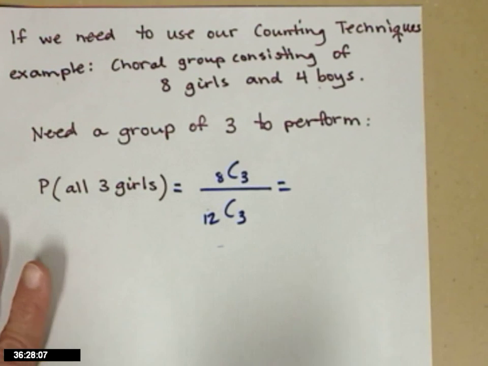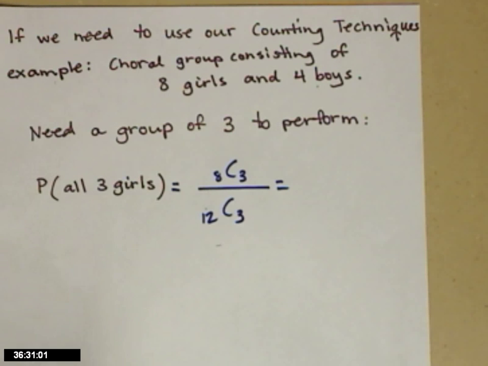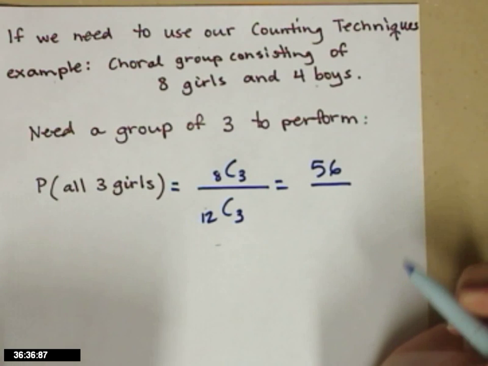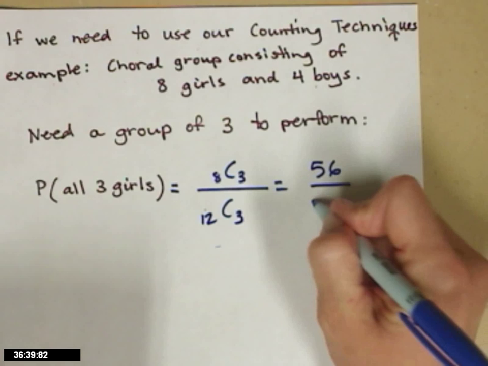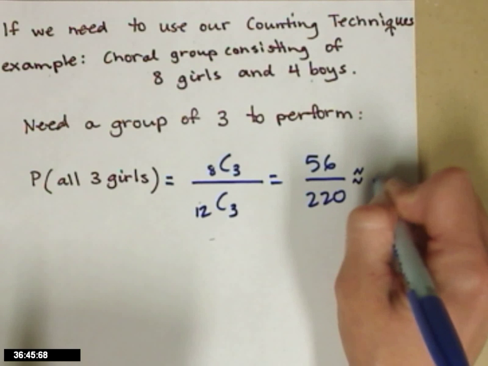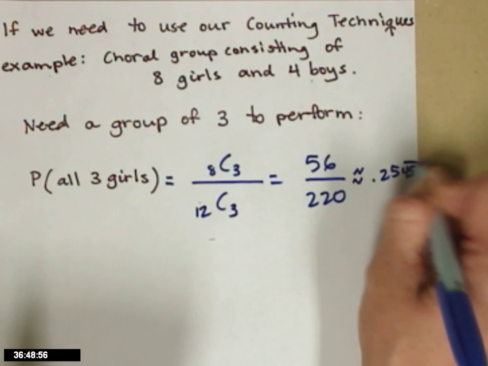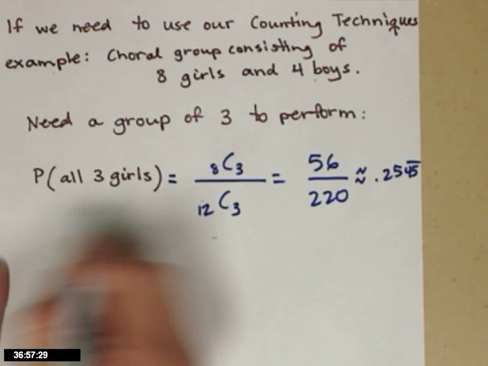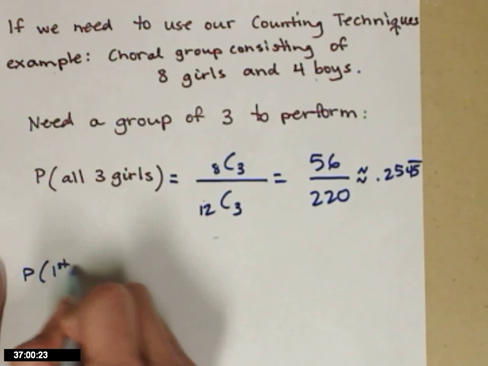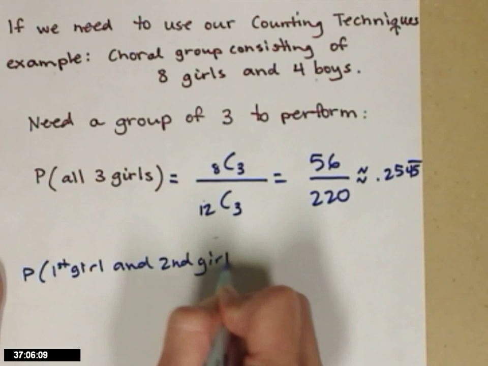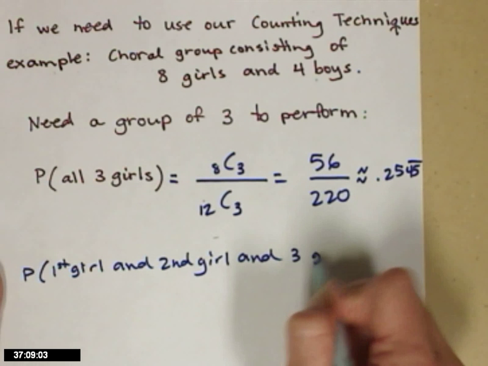Okay, so let me grab my calculator and do that. And I know you guys are doing the same thing. So 8 choose 3 is 56. And 12 choose 3 is 220. And I did the calculation just so that I could compare. So 0.2545 repeating. Because I wanted to show you that it's the same that we get if we do, well, that they're all three. What's the probability that the first is a girl and the second is a girl and the third is a girl?